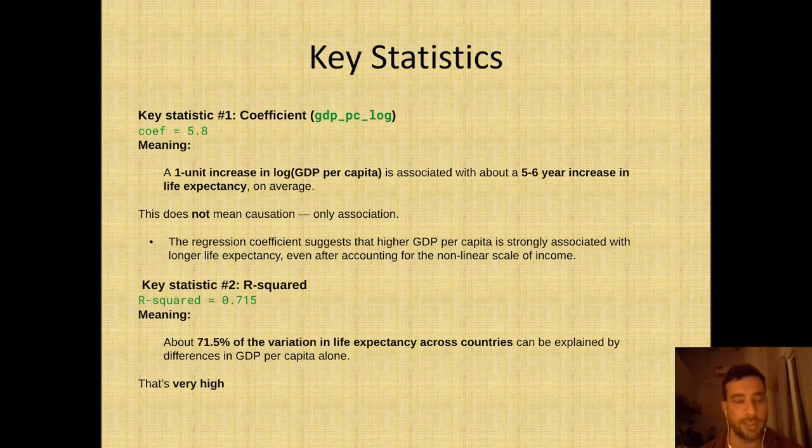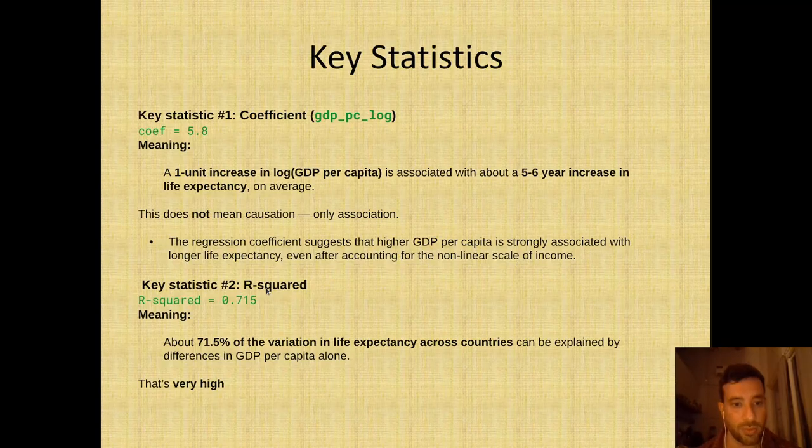And then the key statistics that were shown were the coefficient of 5.8, meaning that a 1 unit increase in log GDP per capita is associated with about a 5 to 6 year increase in life expectancy on average. This does not mean causation, only association. And the regression coefficient suggests that higher GDP per capita is strongly associated with longer life expectancy, even after accounting for the nonlinear scale of income.